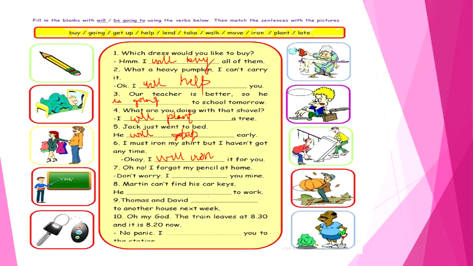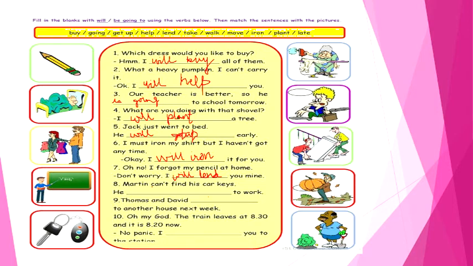Number 7. Oh no, I forgot my pencil at home. Don't worry, yes, we have the verb lend. Alright, I will lend you mine. Okay. Lend means when you give something to someone for the time being, for a particular time.